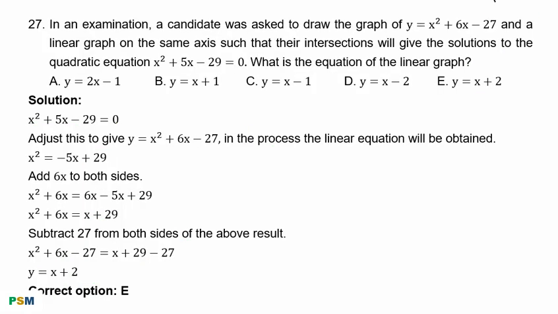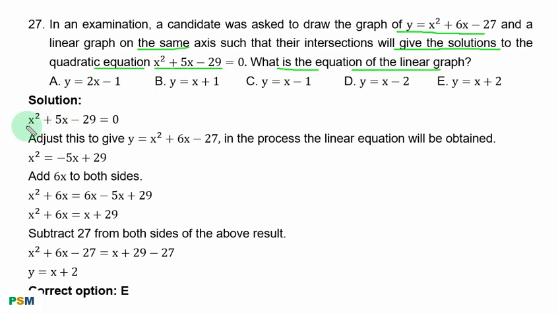Question 27. In an examination, a candidate was asked to draw the graph of y equal to s squared plus 6s minus 27 and a linear graph on the same axis such that their intersections will give the solutions to the quadratic equation s squared plus 5s minus 29 equal to 0. What is the equation of the linear graph?